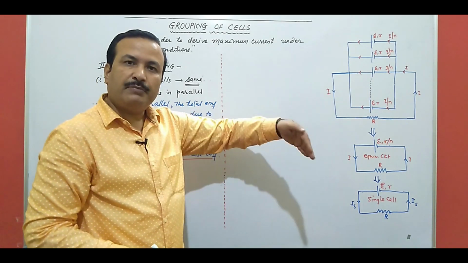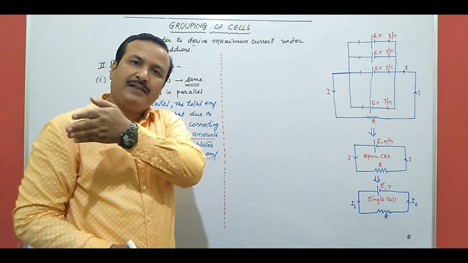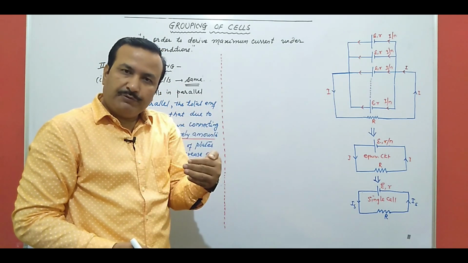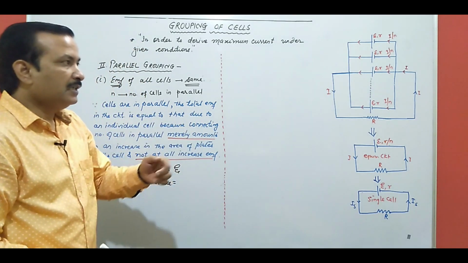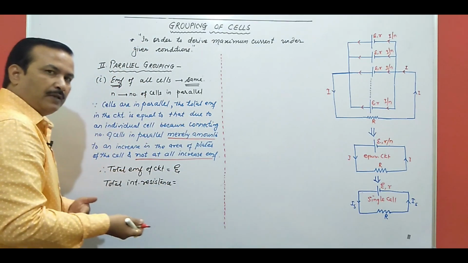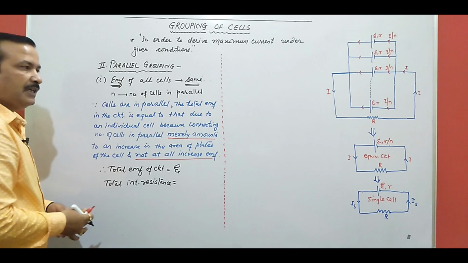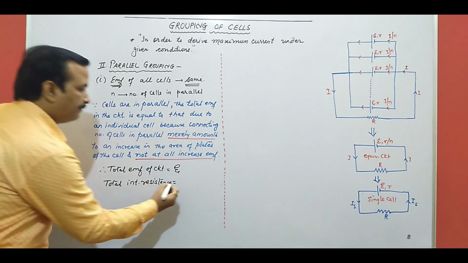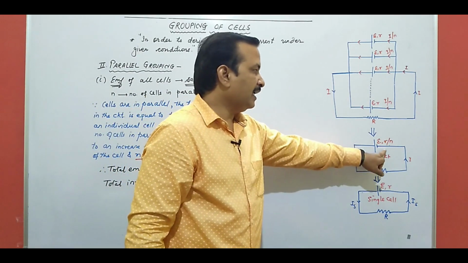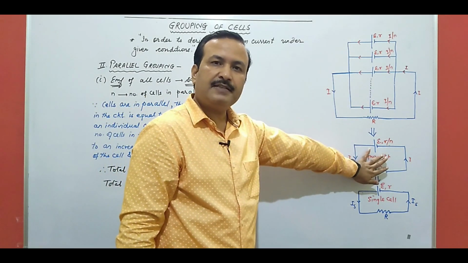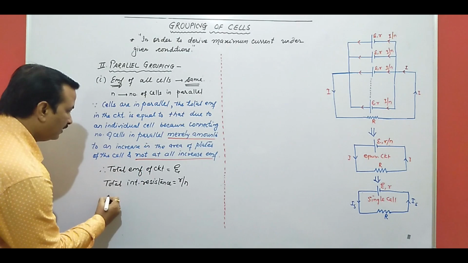1 by R plus 1 by R plus 1 by R, it will go up to N. That will give you 1 by R equivalent. You find that will give you N by R, but when we reciprocate it, it will get R by N. So internal resistance R by N. Suppose this E and R by N is our equivalent circuit of this circuit.